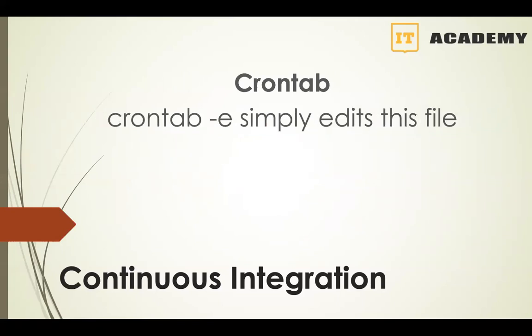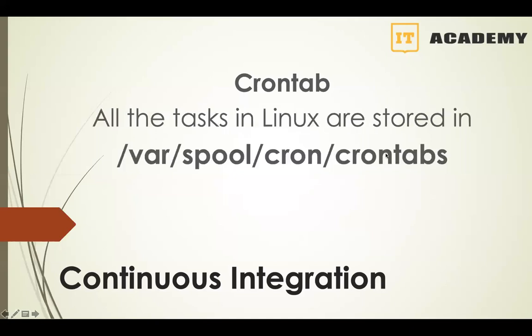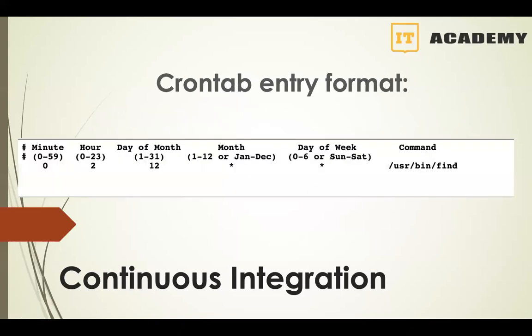And when you use this command, crontab -e, you simply edit this file. So instead of using this command, you can simply open this file and edit it manually. That would work the same. The important part is that crontab has a specific format for any entry in this file. If you open this file on your Linux machine, if you have any jobs running there, you would see it like 0, 2, 12, star, star, and then the command to run.